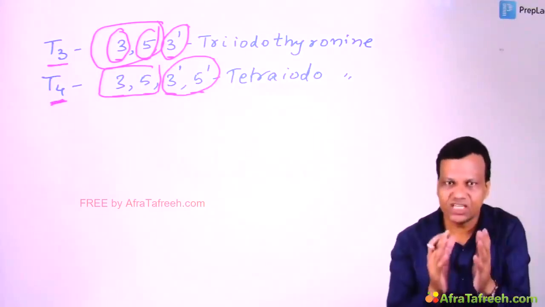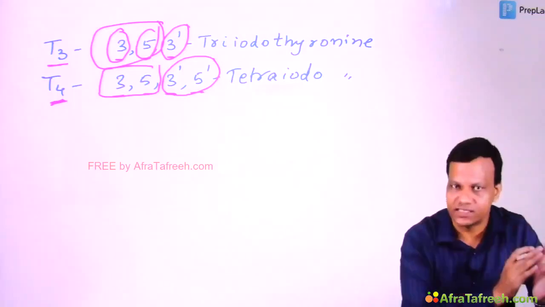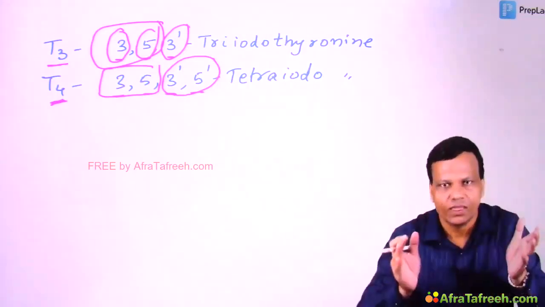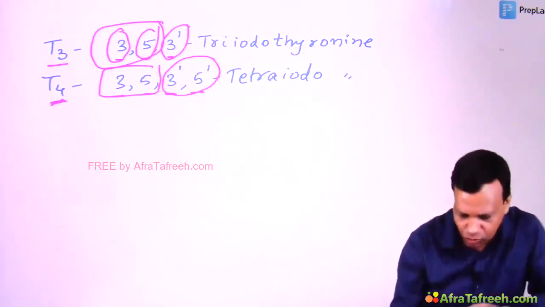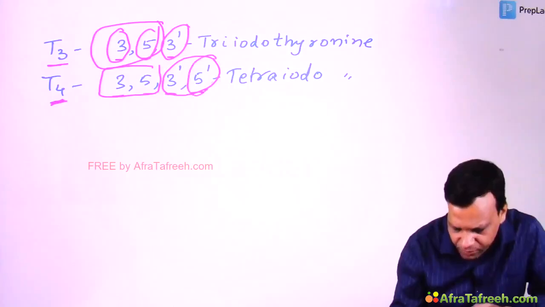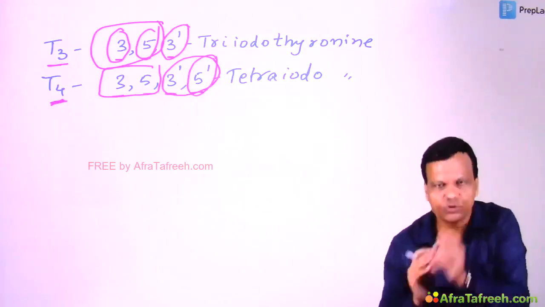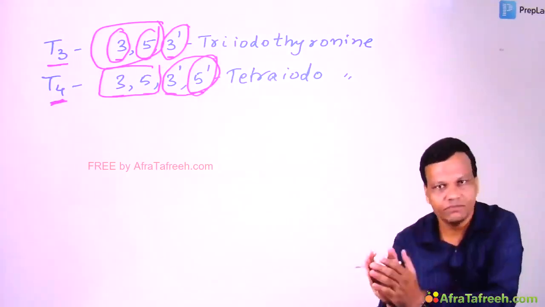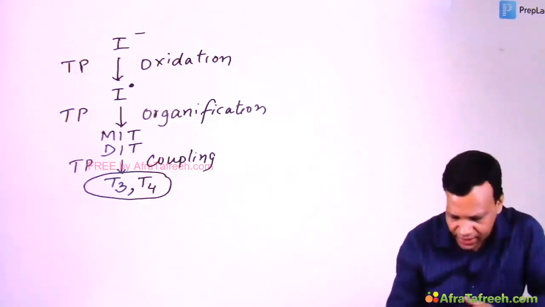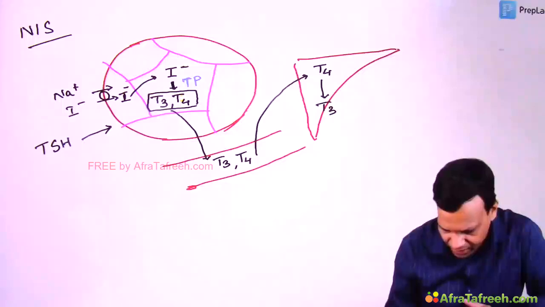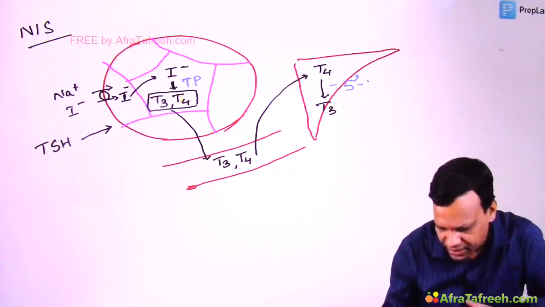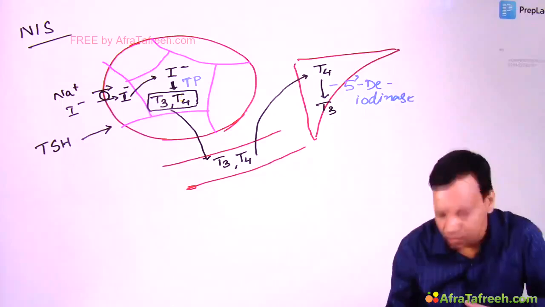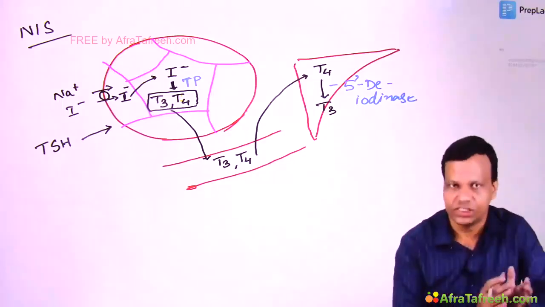So the enzyme which removes the iodine is deiodinase. But from which position we want to remove the iodine? Yes, we want to remove the iodine from the 5 prime position. So if we remove the 5 prime iodine, then it becomes 3, 5, 3 prime. Clear? So the enzyme involved here is called 5 prime deiodinase. So that will help in peripheral conversion.